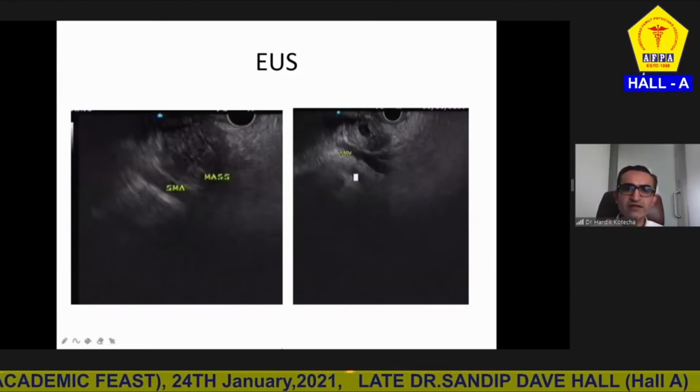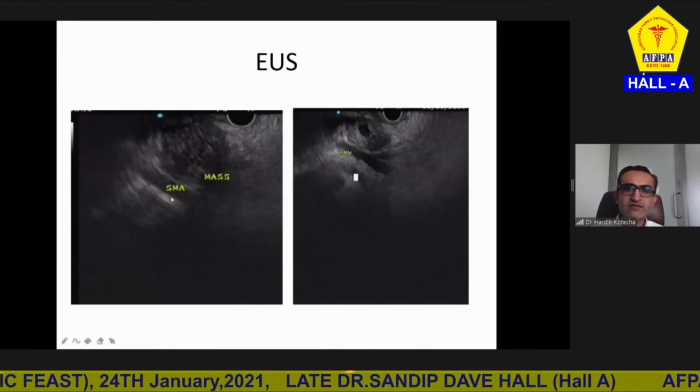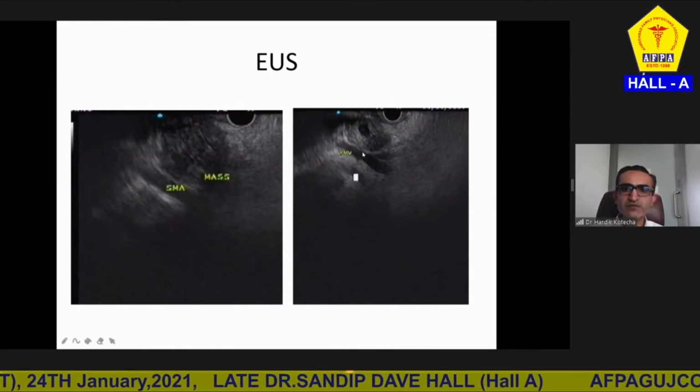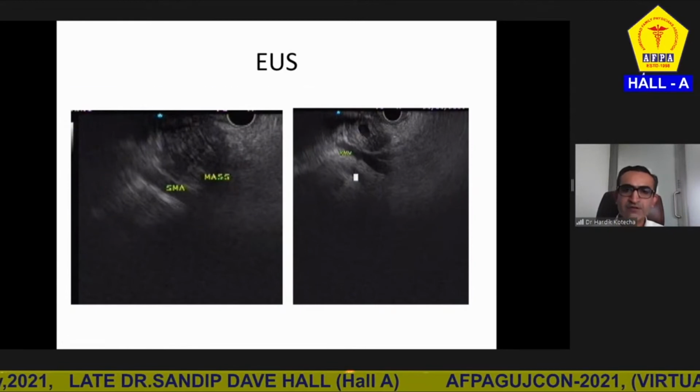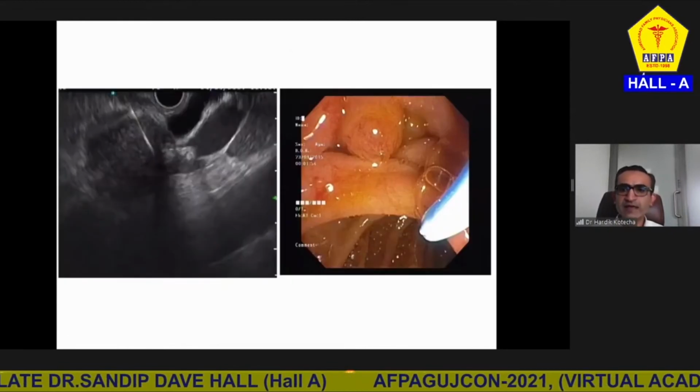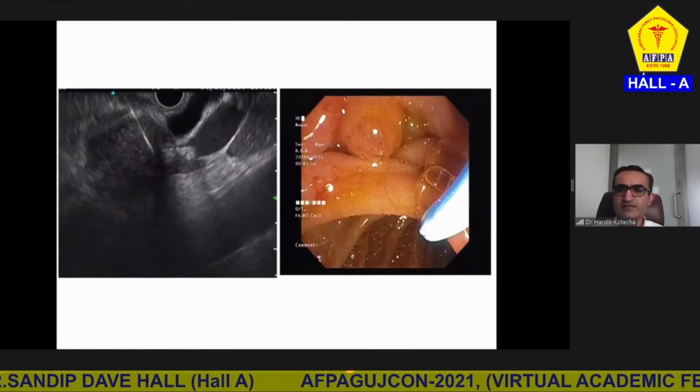We can see that this is a hypoechoic rounded mass. This is the superior mesenteric artery. This is the superior mesenteric vein. This is the CBD which is encased by the mass. We took an EUS guided sample to confirm the diagnosis of malignancy in the same sedation, same sitting.